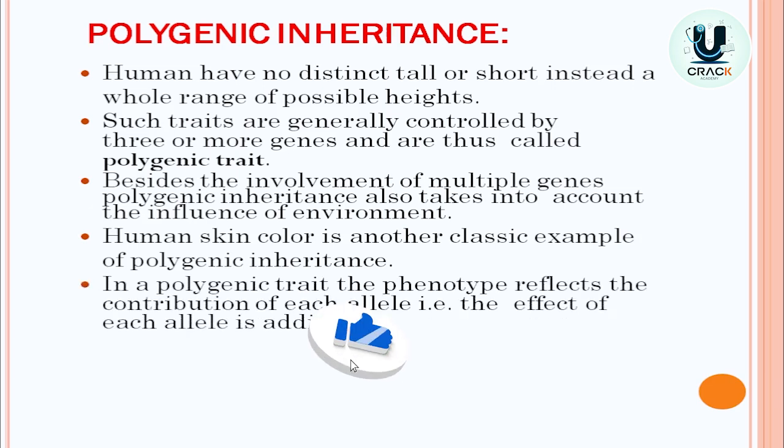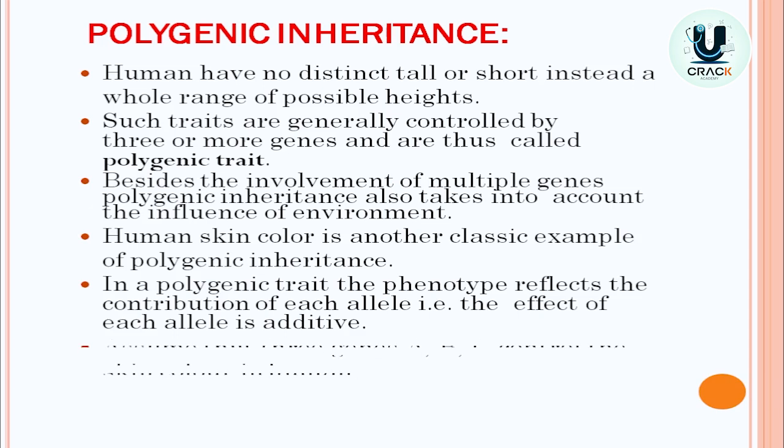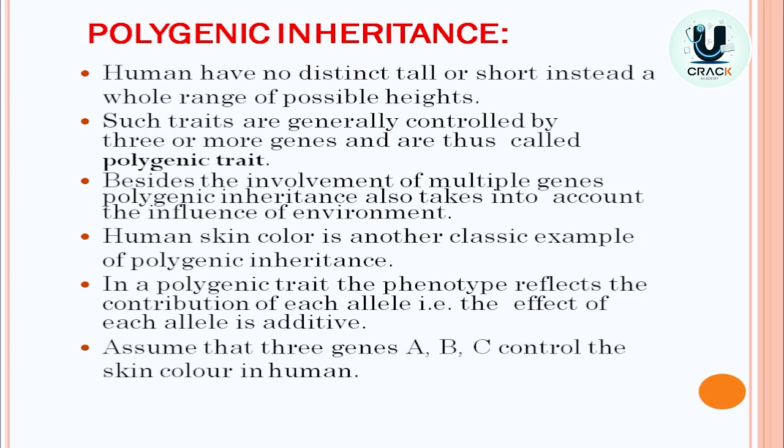In polygenic traits, the phenotype reflects the contributions of each allele; the effect of each allele is additive. You can assume three genes, and you can take any alphabets, but here I have given A, B, C controlling skin color in humans. But the gene types are not the same; they are actually different.